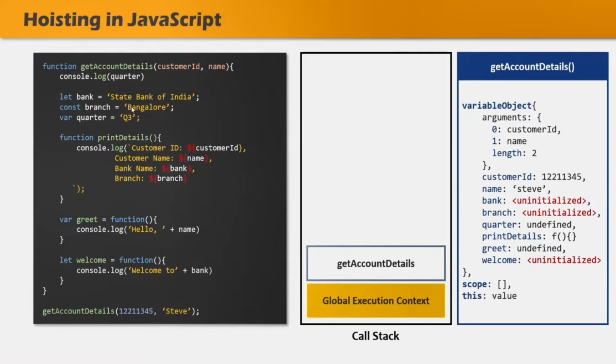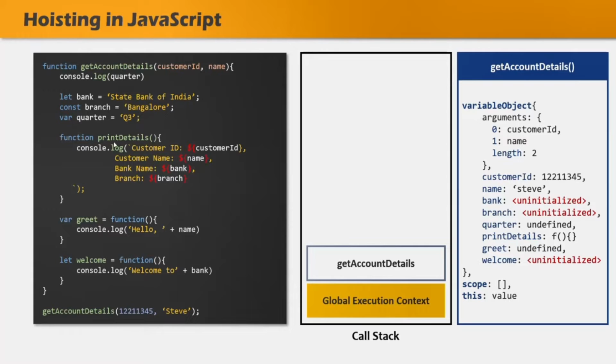Then inside this function, we are declaring some variables and functions. Here we are creating two variables, bank and branch, using the let and const keywords. So with these two names, a property will be created in the variable object, and that will be assigned with uninitialized because these two variables are created using let and const. Then we also have another variable called quarter, which is created using the var keyword. So with this name also, a property will be created in the variable object, but that will be assigned with the value undefined because this variable is created using var.